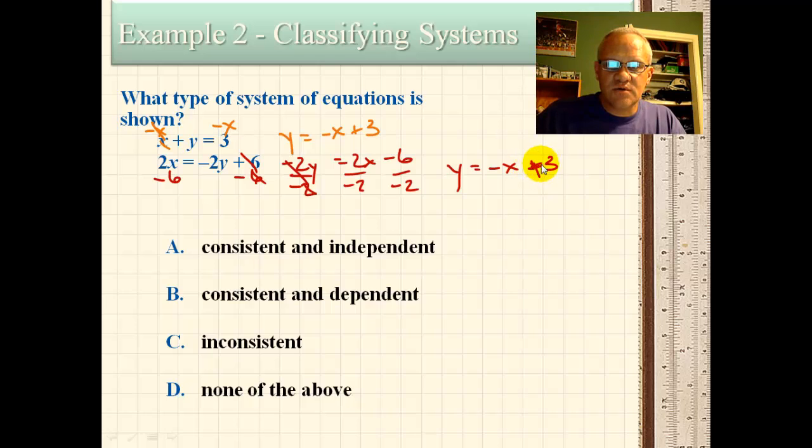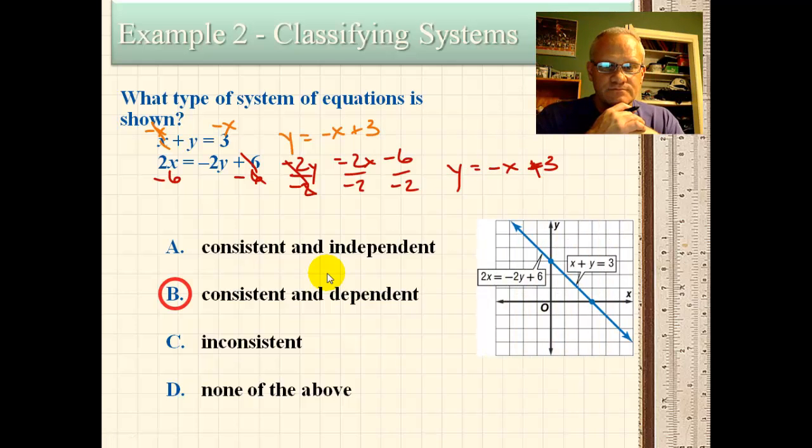Look at the slopes. Are they the same? Negative 1 and negative 1, they are the same. So that means it is not consistent and independent. That means it's either inconsistent or consistent and dependent. How do I tell which one? Now look at the y-intercept. 3 and 3, it's the same. If they have the same y-intercept, that means it's the same line, which would be inconsistent, or C. Or what did I say? I'm sorry. The same y-intercept means it's the same line, which is consistent and dependent. Inconsistent would be if they had different y-intercepts.